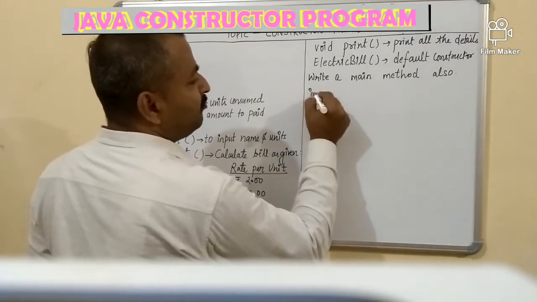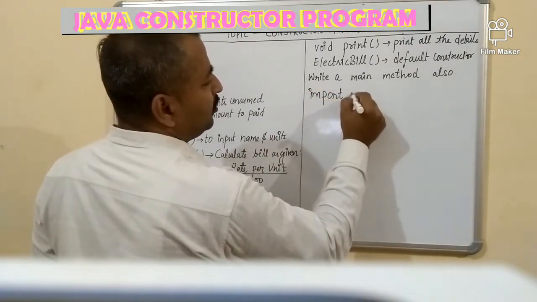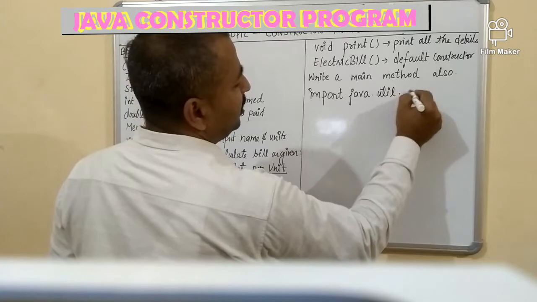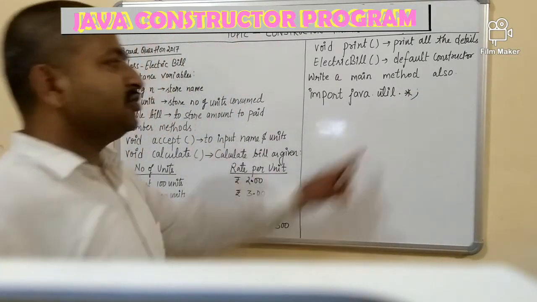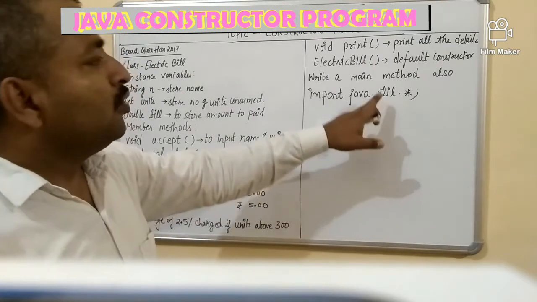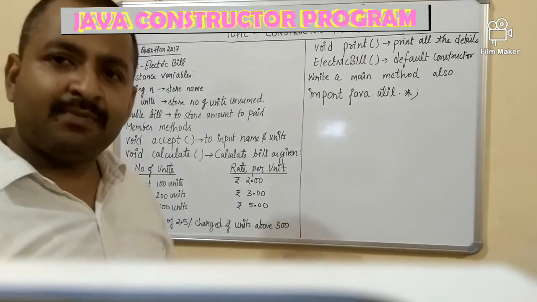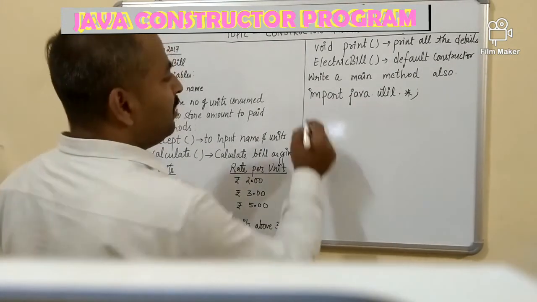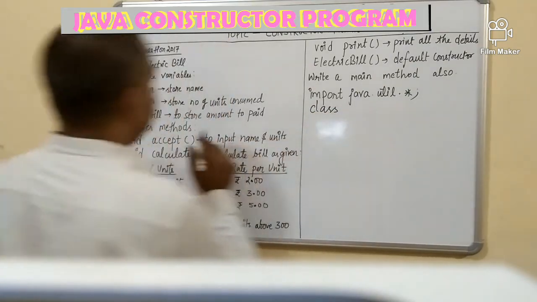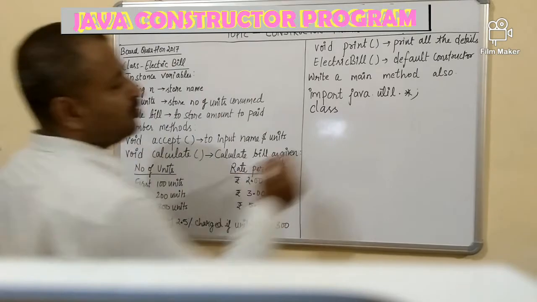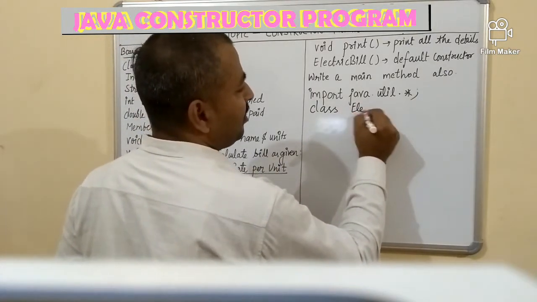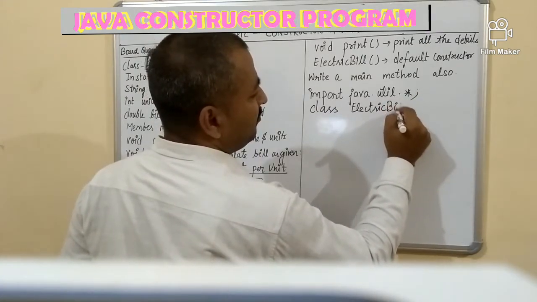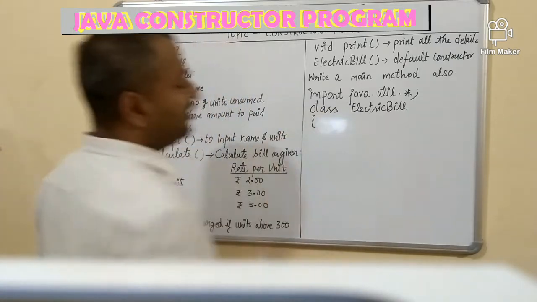First of all, we have to import the package to take input from the user. So java.util.* semicolon. It is the util package, which is used to declare an object of the Scanner class. With the help of the Scanner object, we can use the functions of the Scanner class. Now, give the class name the same, electric bill. Don't give a space, ElectricBill. Now start the curly braces of the class.